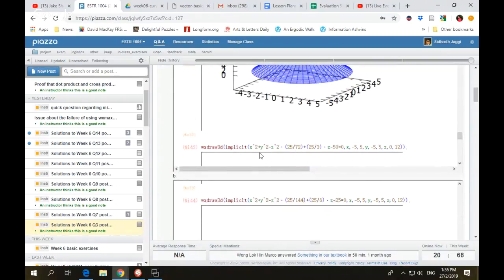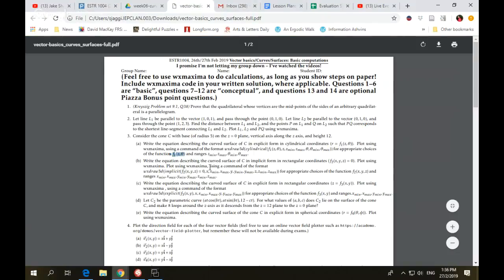Sometimes someone has just told you that the function has some formula. In this case, the formula that Young used is x squared plus y squared minus z squared scaled by this quantity plus 25 by 3 z minus 50 is equal to 0. So basically, it's going to be some function f of x, y, z equal to 0. It may be hard, and you may not know how to write this as z equal to f of x, y, or as r equal to f of z, theta.